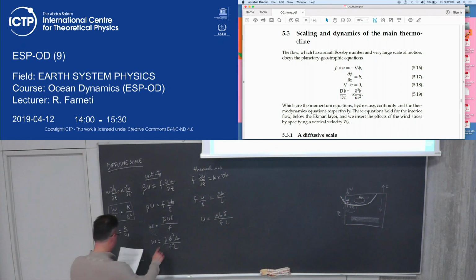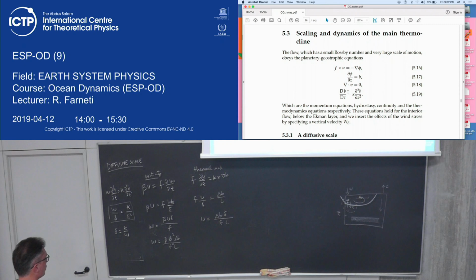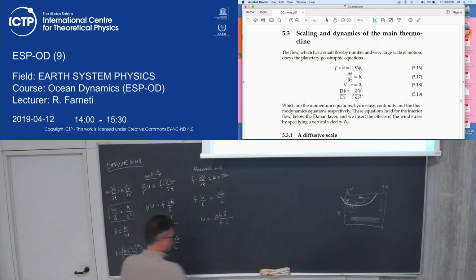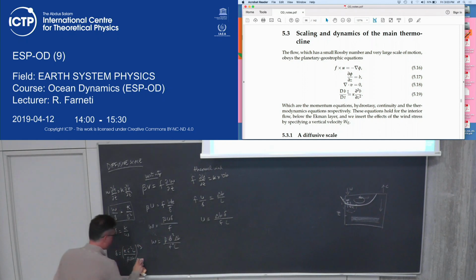If you now put this scaling for vertical velocity into the scaling for delta, then you get that delta is equal to kappa F squared L over beta delta B to the 1/3. Okay? You can just plug things into the scaling for delta and you get to this.